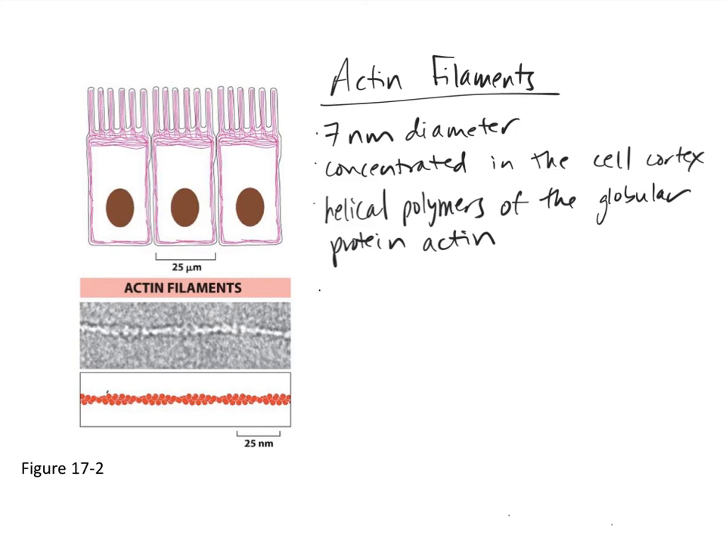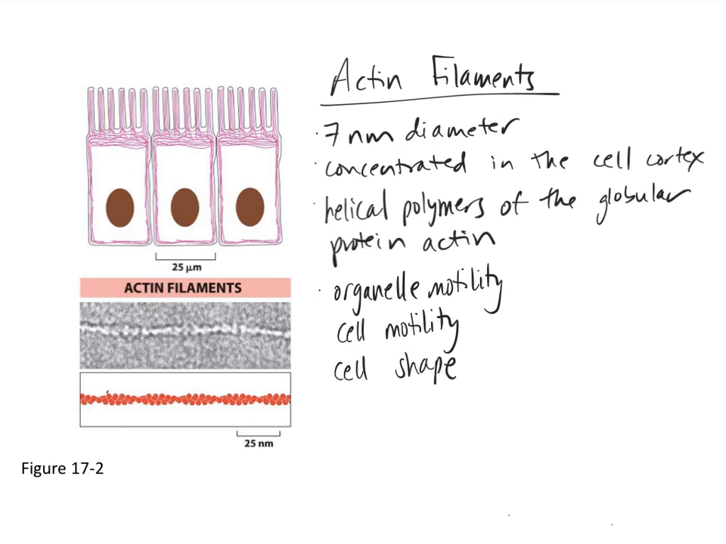Actin filaments are useful for organelle motility. Even though it looks like they just kind of sit in the cell like a little bean, they actually are quite dynamic. Actin is also responsible for cell motility and some aspects of cell shape as well. So that wraps up the first portion of our introduction to the cytoskeleton.